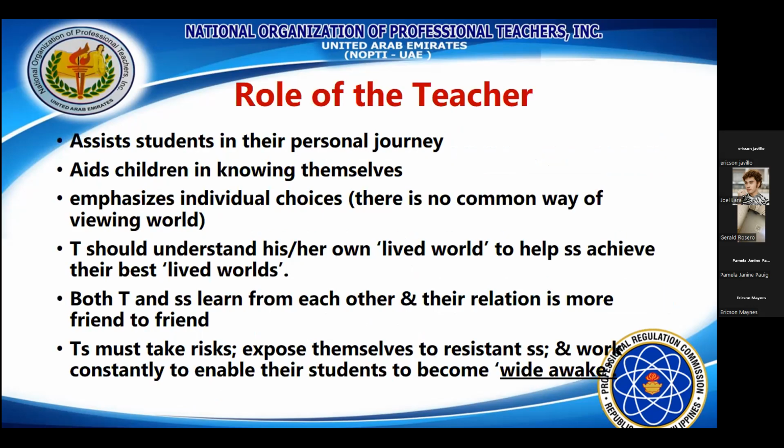So, what is the role of the teacher? Of course, to assist the students in their personal journey. So, parang dito, parang tayo ay guidance counselor, tour guide ng mga estudyante towards achieving their dreams, emphasizes individual choices. Teacher should understand his or her own lived world to help students achieve the best lived worlds. So, kumbaga, sinishare mo lang yung experiences din mo sa mga bata for your learners to have a better life, to have a better living.